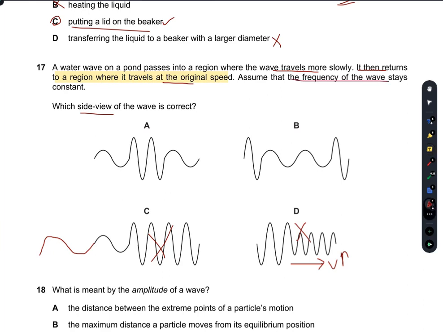Assume that the frequency of the wave stays constant. Frequency staying constant means that the amplitude will also remain the same. In A, the amplitude remains the same. In B, the amplitude doesn't remain the same. So A is your right answer. The frequency of the wave stays constant, then it returns to a region where it travels at the original speed. So A is your right answer.